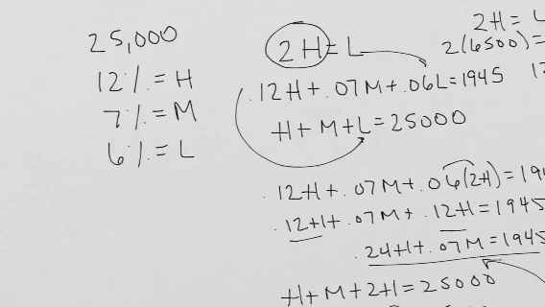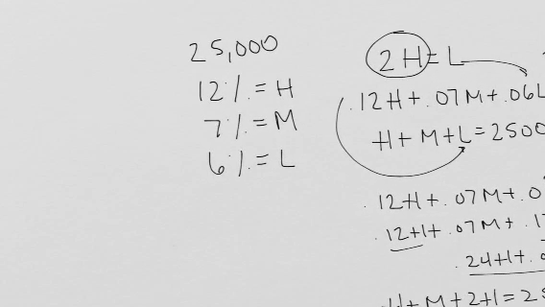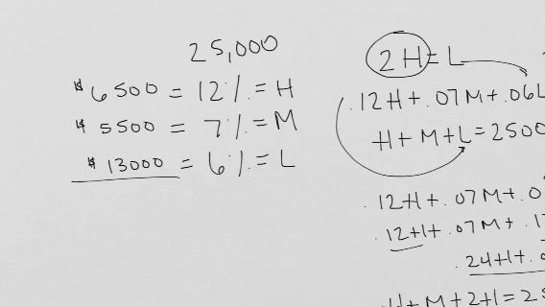So we just want to make our solution clear. In our 12% high account, we have $6,500. In our medium account, we have $5,500. And in our low interest account, we have $13,000. Just to verify that this all adds up, we're going to add our $13,000 to $6,500 and $5,500. That adds up to $25,000. So we are pretty confident in that solution.